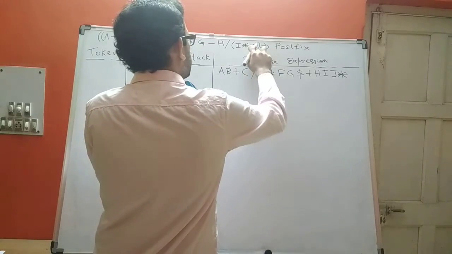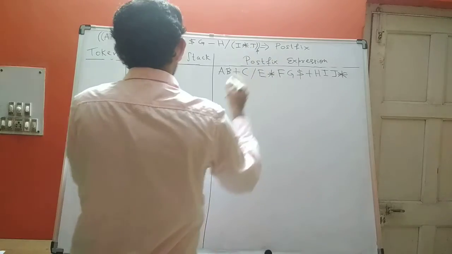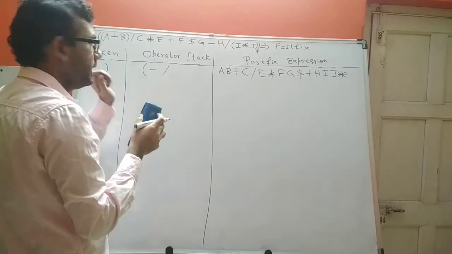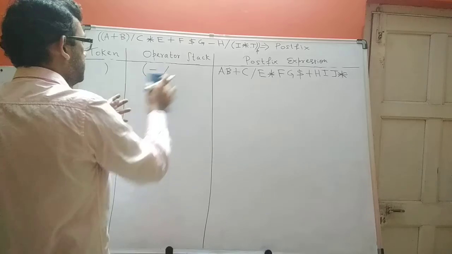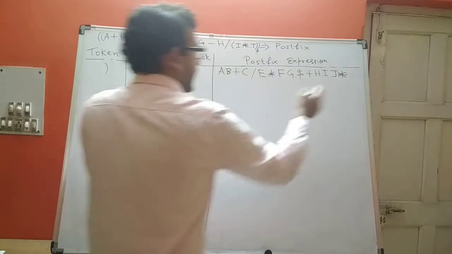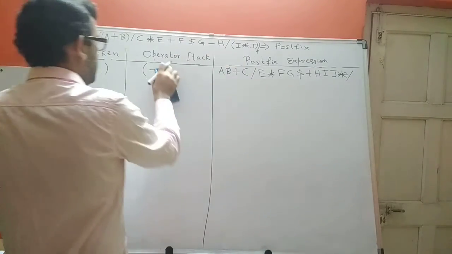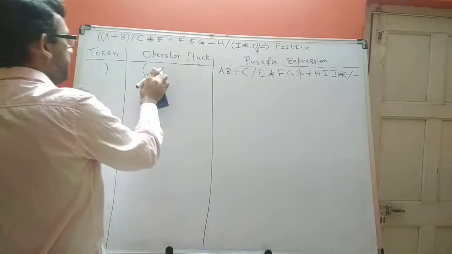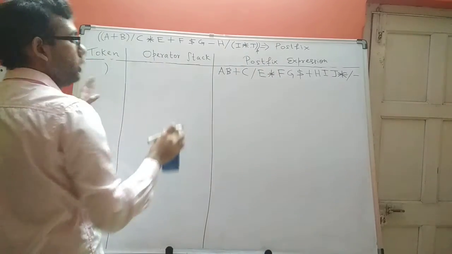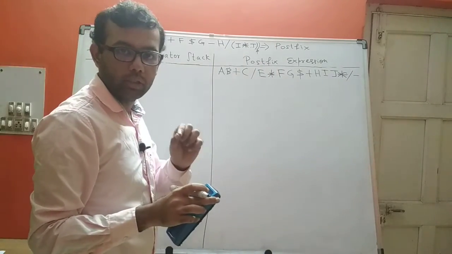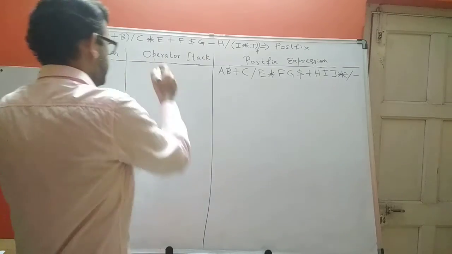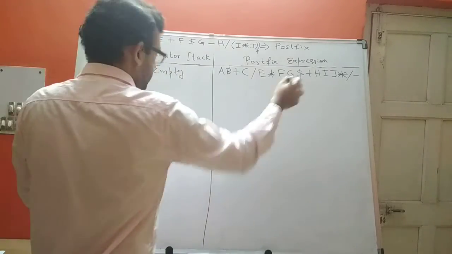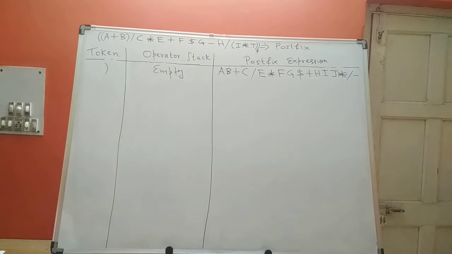And my last token is also a closing parenthesis. So I keep popping till I encounter an opening parenthesis. So I'll pop division and add it to my output. I'll pop minus and add it to my output. I'll pop the opening parenthesis, but I'll not add it to the output, and I'll stop the popping procedure. My stack becomes empty, and this is the final postfix expression.